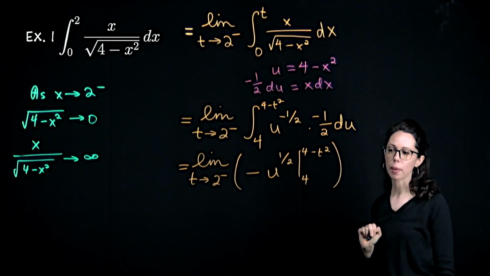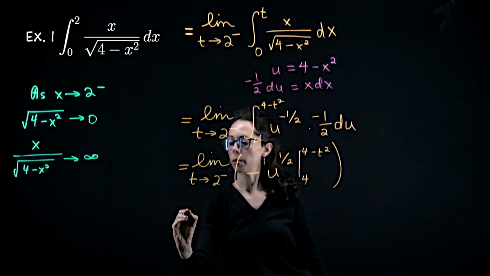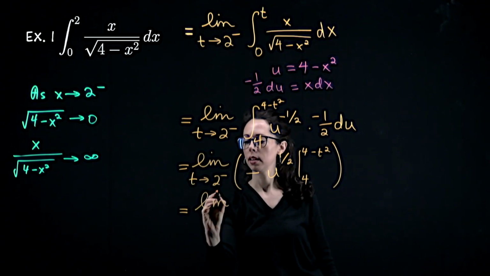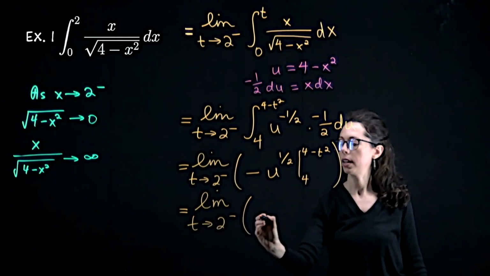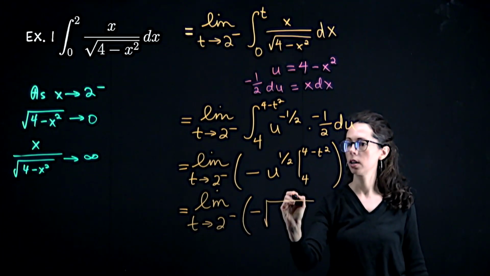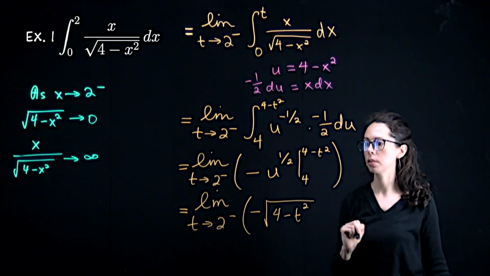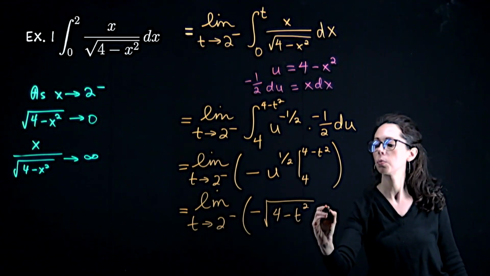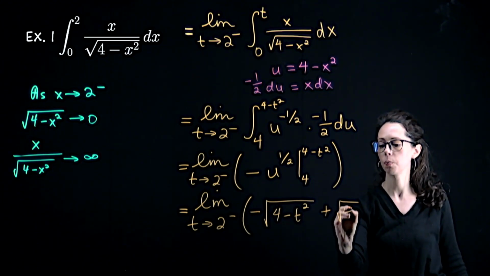Now we need to plug in those bounds, and I'm going to take u to the 1/2 and revert back to a square root symbol. So this is going to be the limit as t approaches 2 from the left of negative square root of 4 minus t squared. That's what I get when I plug in the top bound. Minus negative, so plus square root of 4, which is 2.